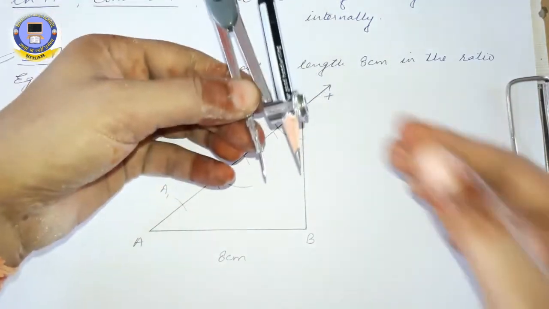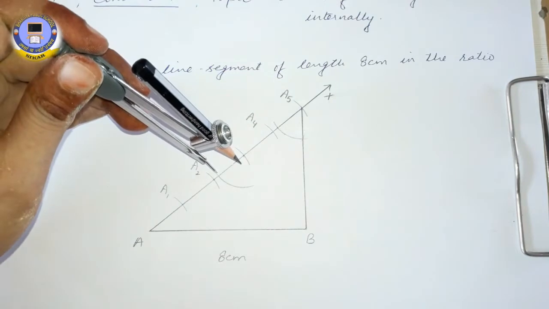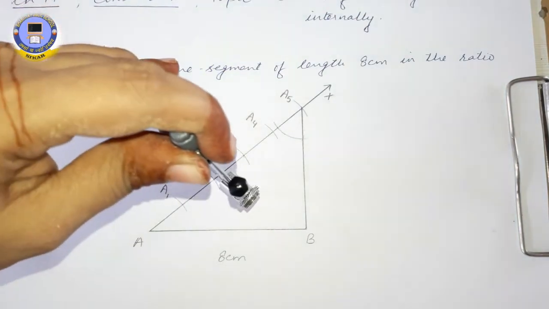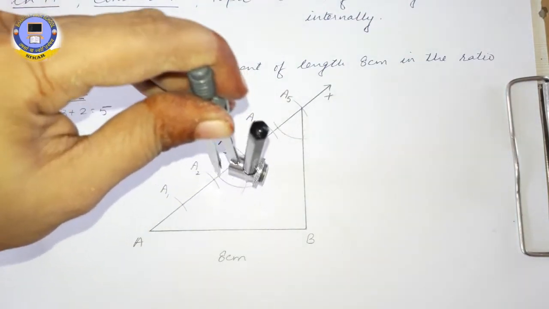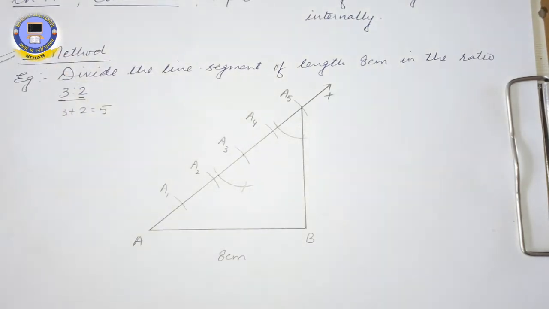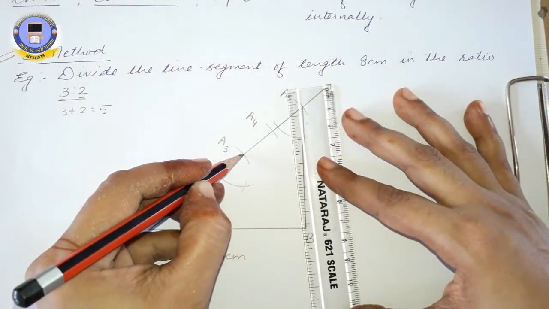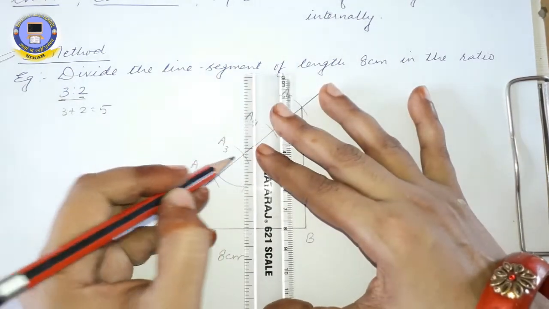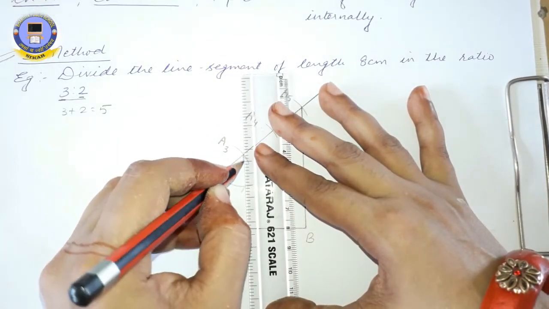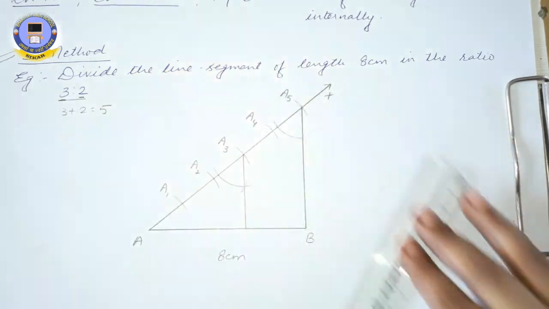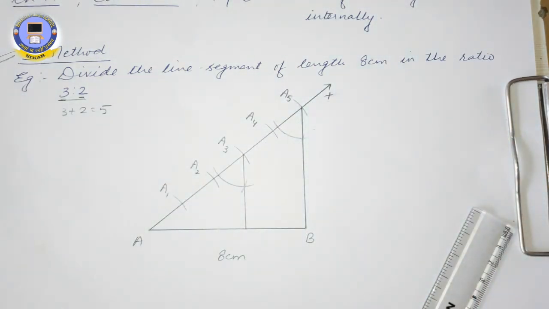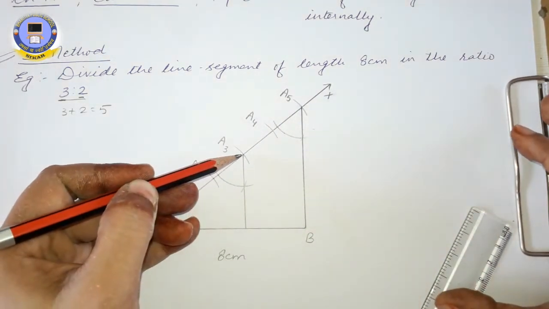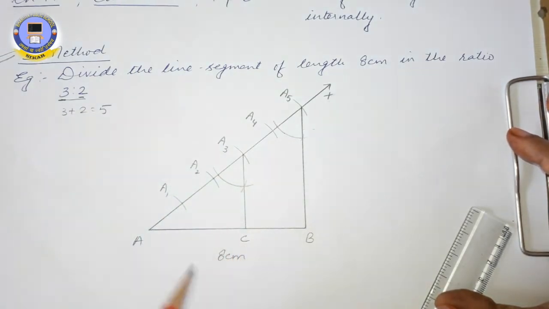Okay, now with the same radius, keep your compass at this new arc and cut an arc. We'll cut this arc. Now join A3 with this new arc. What you will observe is that this new line A3, label this point as C.